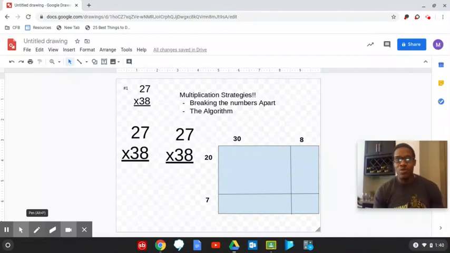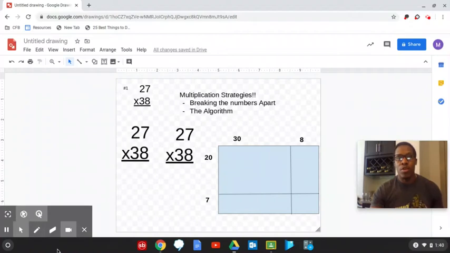Good morning, guys. Mr. Williams here, and today I'm going to review one of my favorite multiplication strategies of all time, the breaking the numbers apart strategy, and then I'm going to show you two ways to do the multiplication algorithm with a two-digit by a two-digit number. But first, let's review the breaking the numbers apart strategy.